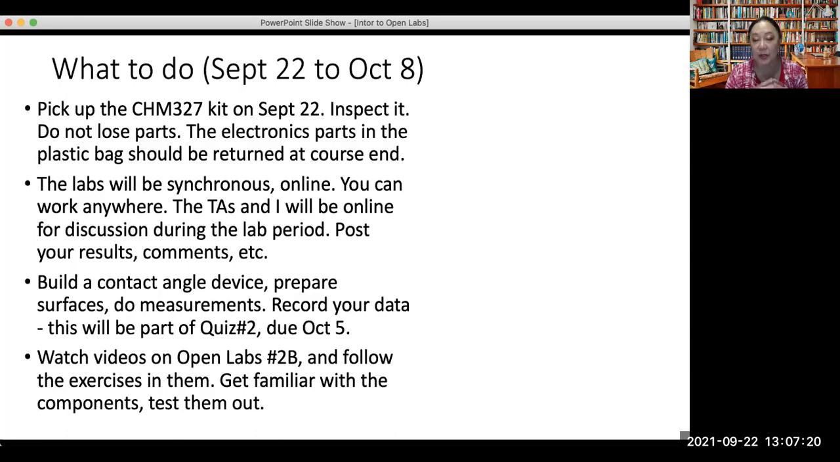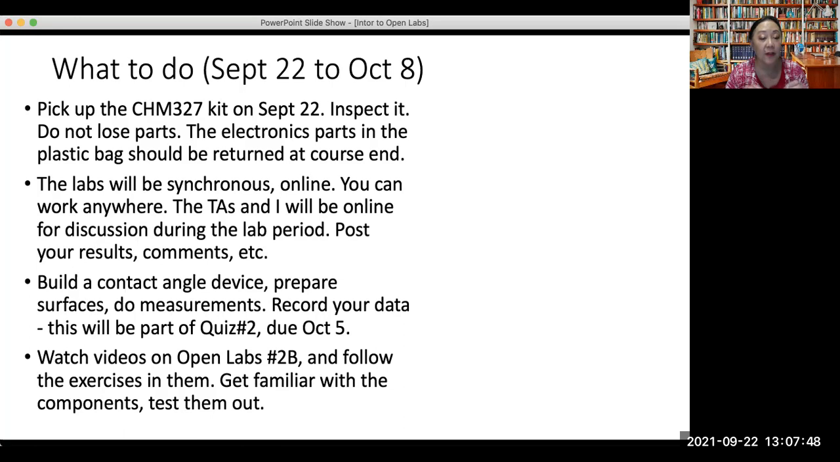Okay, so what to do? Pick up the kit. There is a kit, a plastic bag full of little pieces, that is available from LM Lashmiller room 503. I forgot to put it on the slide. Pick it up by September, or on September 22. Inspect the kit to make sure that everything's there. Do not lose the parts. And please take care of the kits, because the electronics parts in the plastic bag you have to return at the end of the course so that we can reuse them.